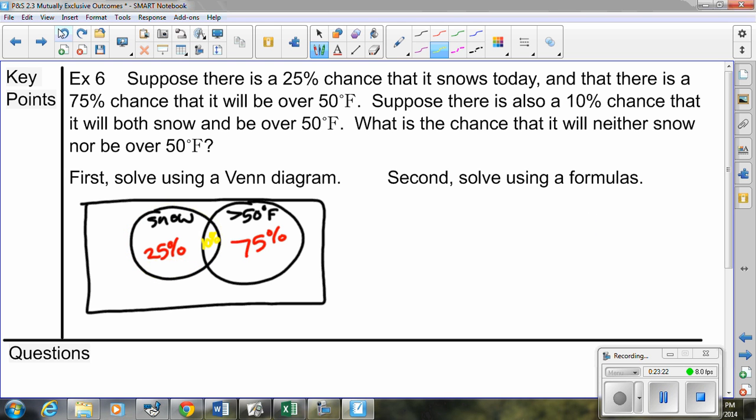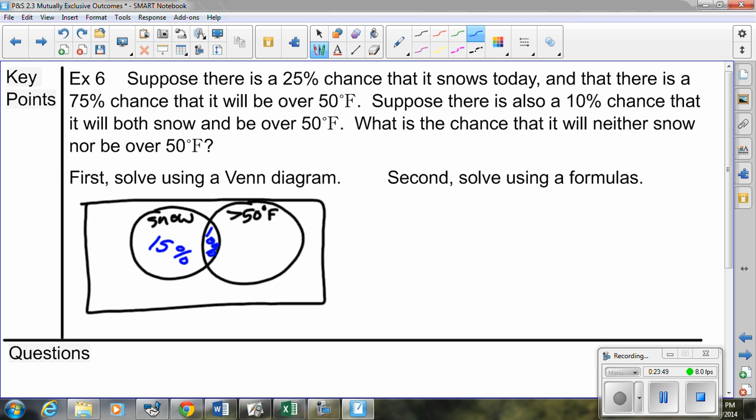Instead of saying that the whole piece was 25, we know that this piece, the overlap, is 10%. So if 10% is already accounted for, what's the rest? 25 minus 10 gives us 15%.